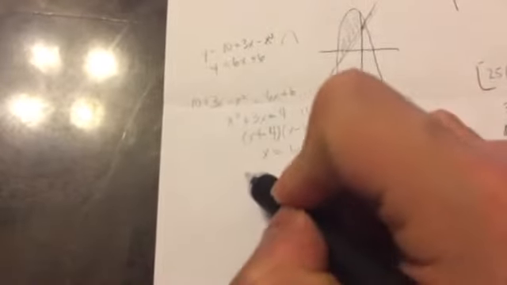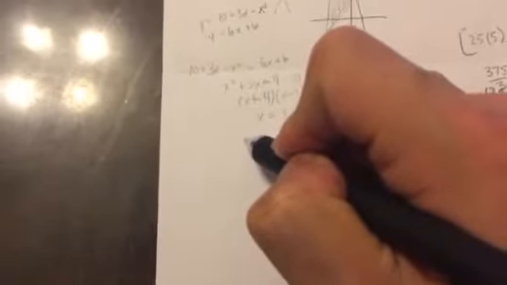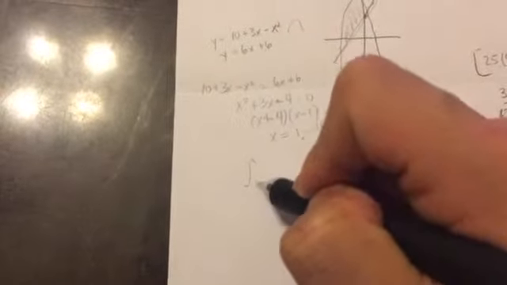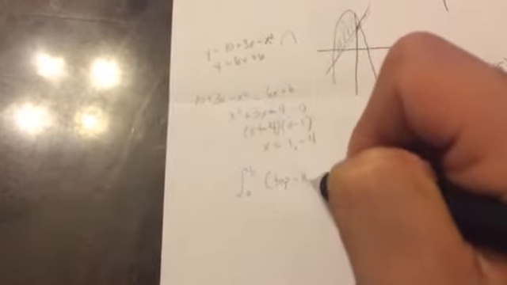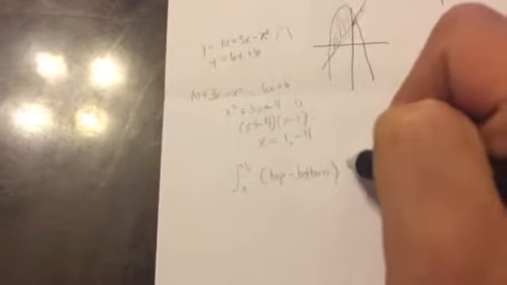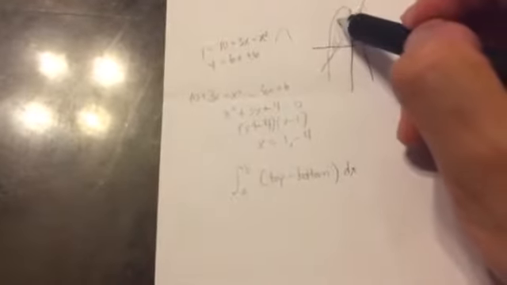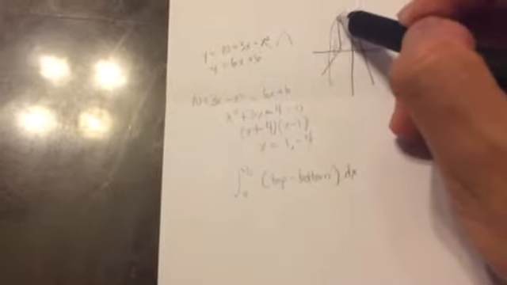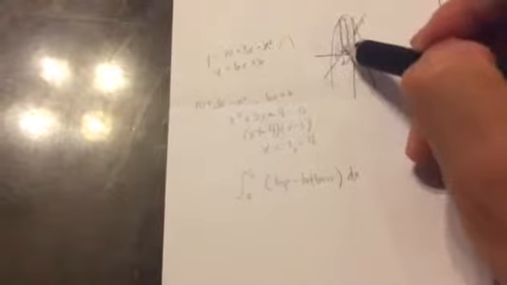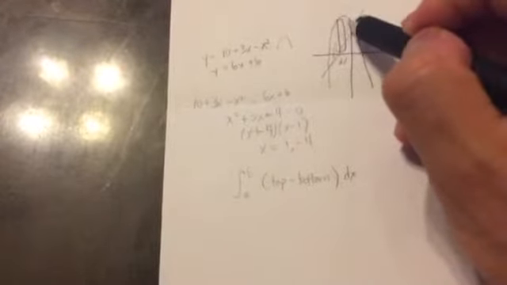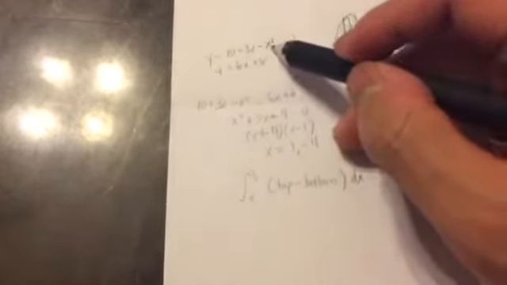Now that you know that, you can set up your equation, and you know that the definition of this area between two curves is the integral from a to b, which we found 1 and negative 4, of top function minus bottom function dx. And dx is, of course, the representative rectangle we're supposed to have drawn. Sorry about that. It's dx right here. And by looking at this representative rectangle, you know that the top function is going to be the parabola.